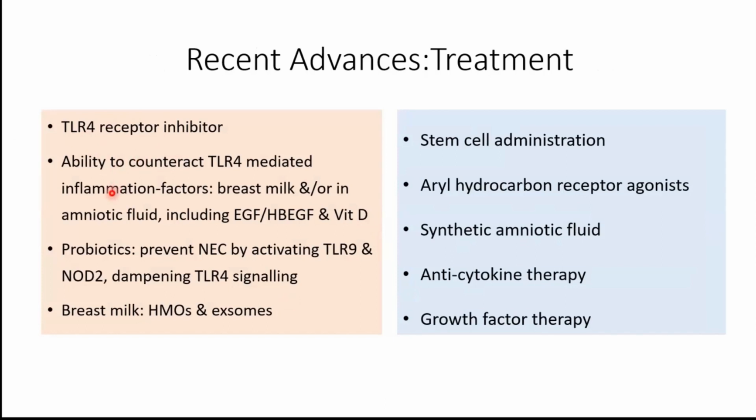Under treatment, as toll-like receptor 4 is the key mediator of NEC pathogenesis, its receptor inhibitor is under research, and various factors present in breast milk and in amniotic fluid, that is epidermal growth factor and heparin-binding growth factor, along with vitamin D, have been under research for treating NEC, along with human milk oligosaccharides and exosomes. And these are all promising future therapies, like stem cell administration, aryl hydrocarbon receptor agonist for prenatal prevention of NEC, along with anti-cytokine therapy and growth factor therapy.